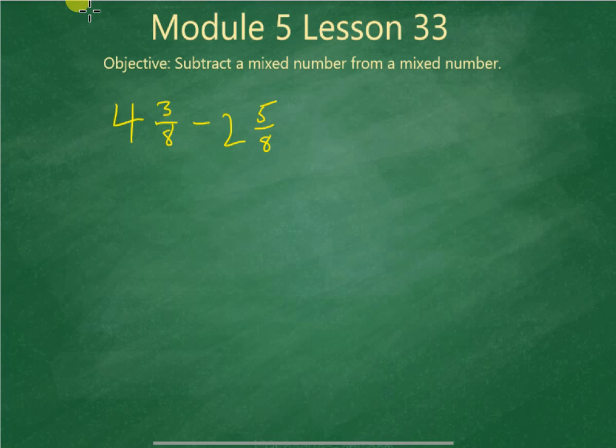Now, really the only difference is we can subtract out the 2 first, and then we can subtract out the rest. We would have 2 and 3/8, and then we're going to subtract 5/8 from that. It would be the same thing. Well, that kind of makes sense. Well, what would this look like? Let's show this on a number line.